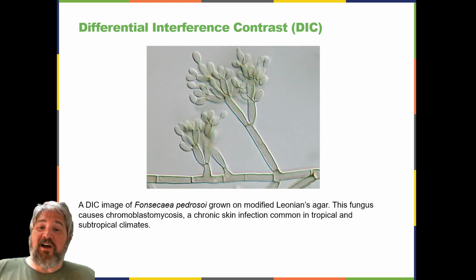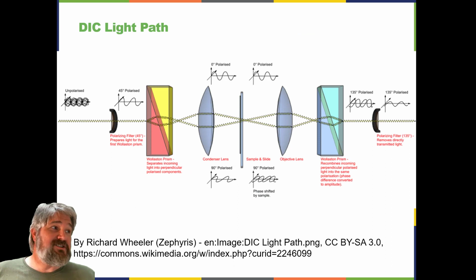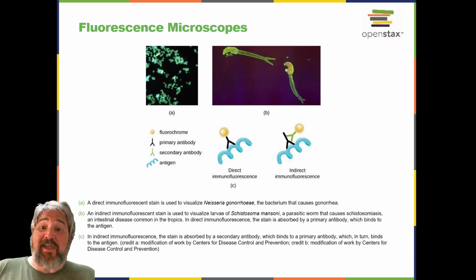This results in high contrast images of living organisms with a three-dimensional appearance. These microscopes are especially useful in distinguishing structures within live, unstained specimens. This is an indication of the light path from Wikipedia. A fluorescence microscope uses fluorescent chromophores called fluorochromes, which are capable of absorbing energy from a light source and then emitting this energy as visible light.